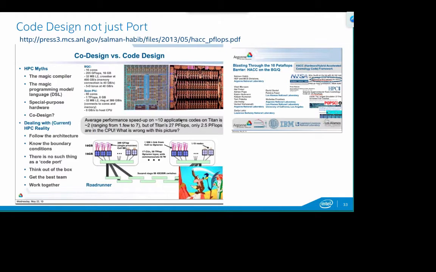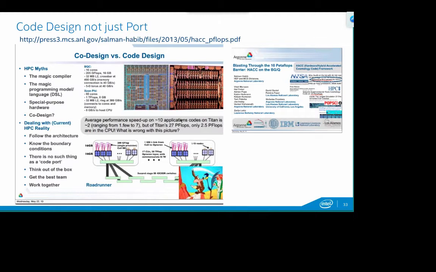So I will finish this part with this. This is from the group at Argonne who ported and redesigned the astrophysics code on BlueGene/Q. And the authors pretty much said all I wanted to say about programming. Really, we have to think about the reality of our current HPC, and we can't just hide that somehow.